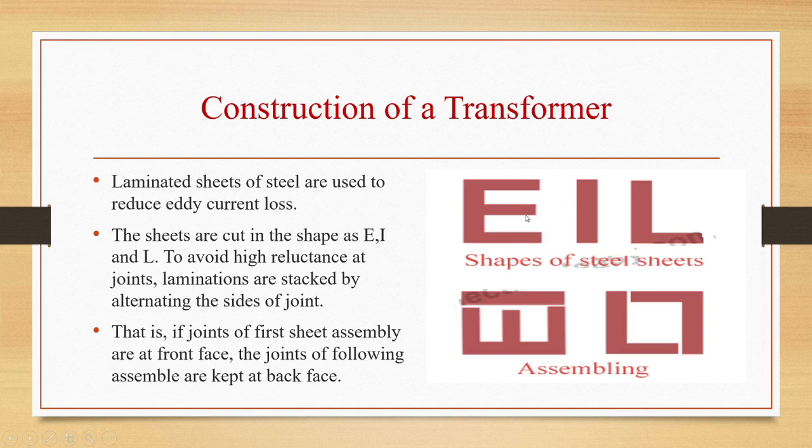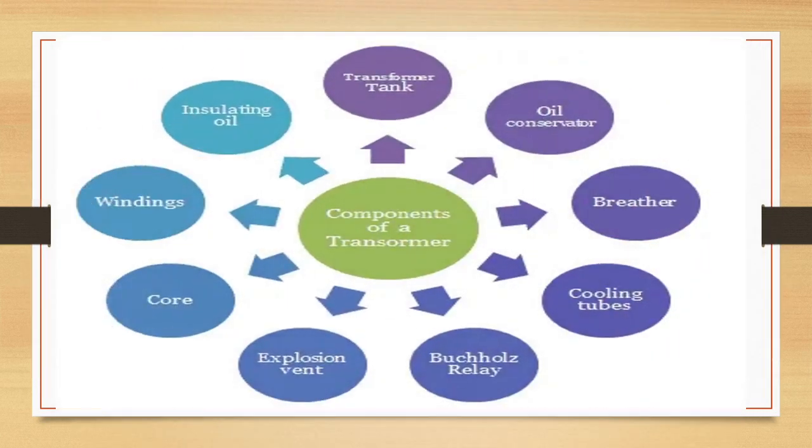That is, it can be in the form of E, I or L, okay, and this is the assembling, how they will be assembled. The sheets will be cut in the shape of E, I and L, and to avoid high reluctance at joints, laminations will be stacked by alternating the sides of the joint. That is, if joints of the first sheet assembly are at the front face, joints of the following assembly will be kept at the back face. So let us see each component of a transformer in detail.